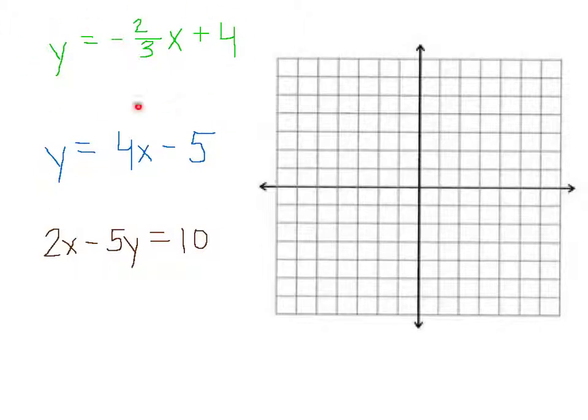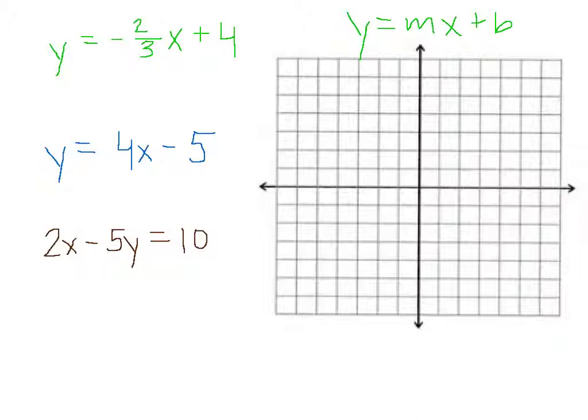I'm going to do all three graphs. I'm going to graph them all on the same coordinate plane, but I'm going to go ahead and use a corresponding color. So for the first one, I'm going to go ahead and use green. The formula is in y equals mx plus b form. It always should be before you graph. It's typically, in my opinion, the easier form.